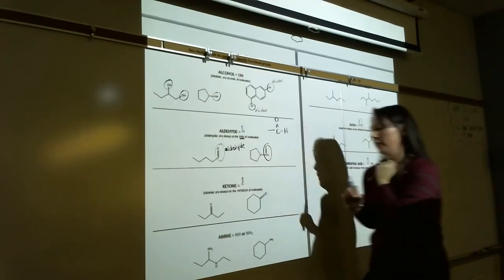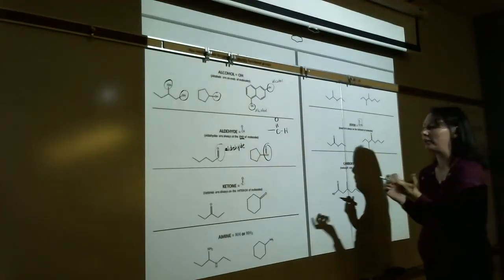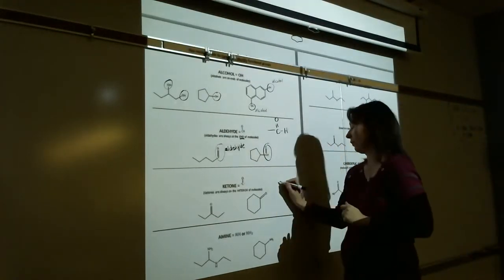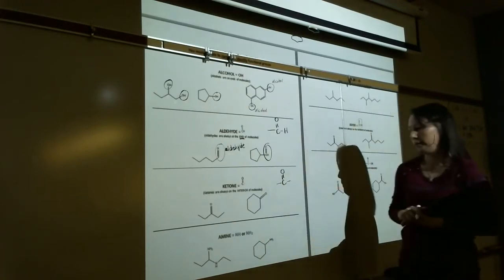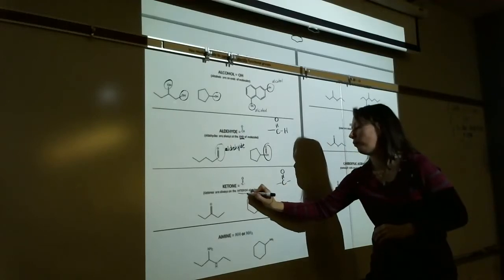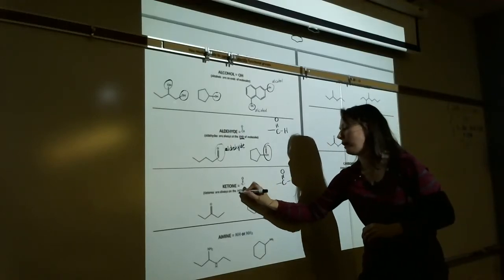Okay? Now a ketone is an aldehyde without this H on it, right? It's just a C double bond O, right? So they're always on the interior of a molecule. Why do they have to be on the interior?